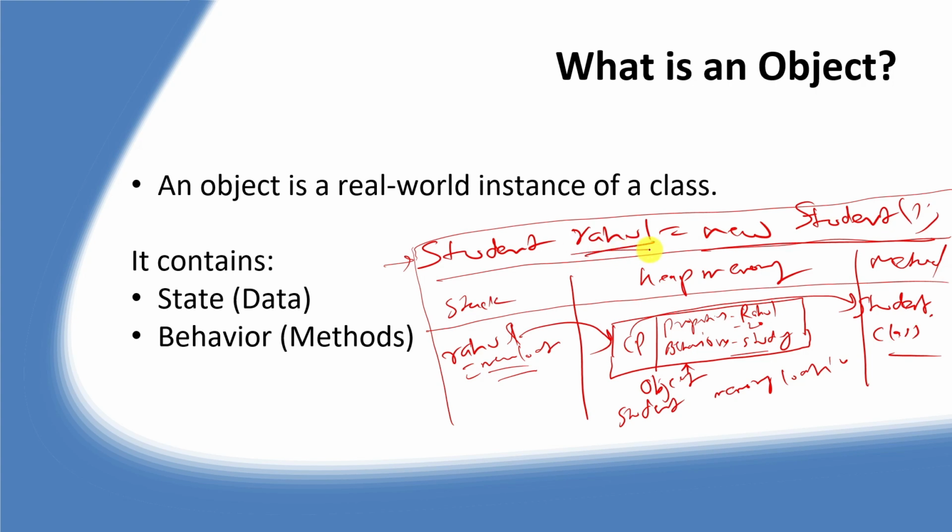Okay, Rahul is a reference variable. It is referring to the object, that is new student, and this object has name Rahul, age 20, and it has behavior, that is the method we defined, study. I hope you remember. So now it is clear how Rahul is referring to the object. Let's go back to IntelliJ.